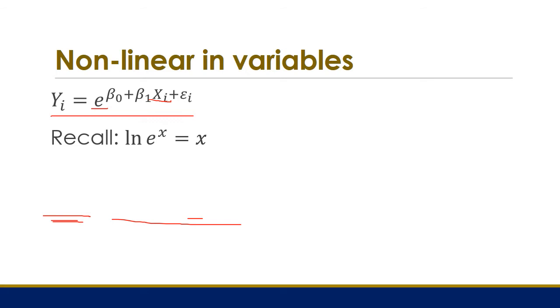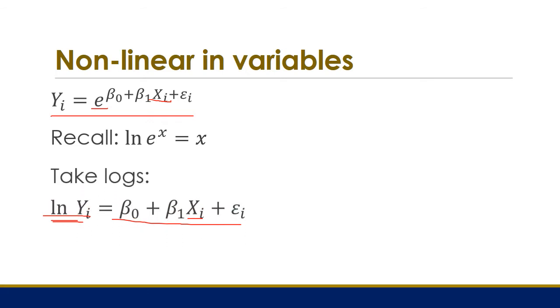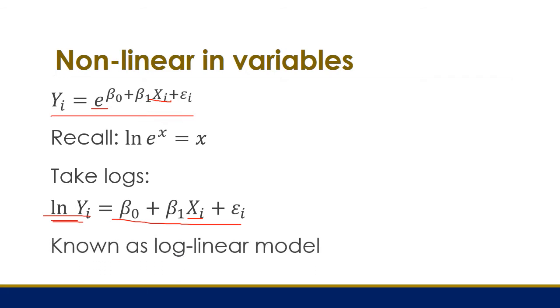So if we take the logarithm of our model here on both sides, what we shall have is log yi equal to beta naught plus beta 1 xi plus ei. Notice now that on the right hand side of the equation we have a linear form, and on this side we have the natural logarithm of y. So this is known as a log linear model because the response is in logarithm and the predictor is in linear form.